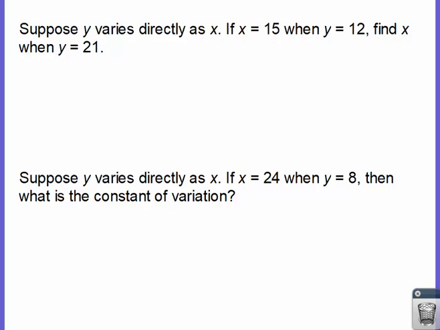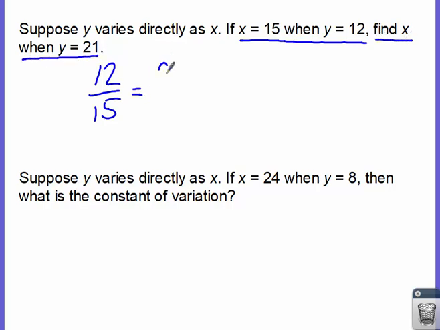So this one I'm going to look for a ratio that I know. It says suppose y varies directly as x. If x is 15 when y is 12, there's my ratio. So that's 12 over 15, which is y over x, equals, and then again, find x when y is 21, so 21 over x. And so now we cross multiply and divide.